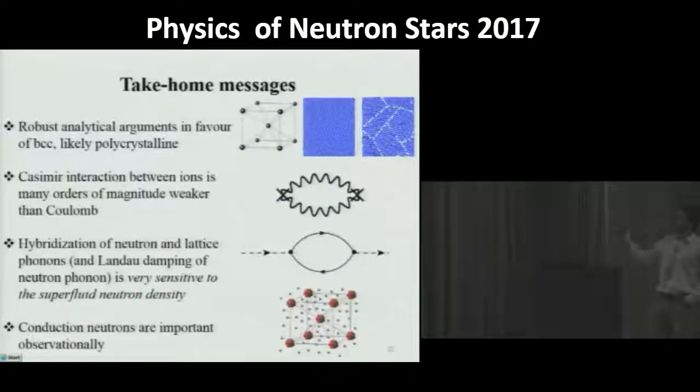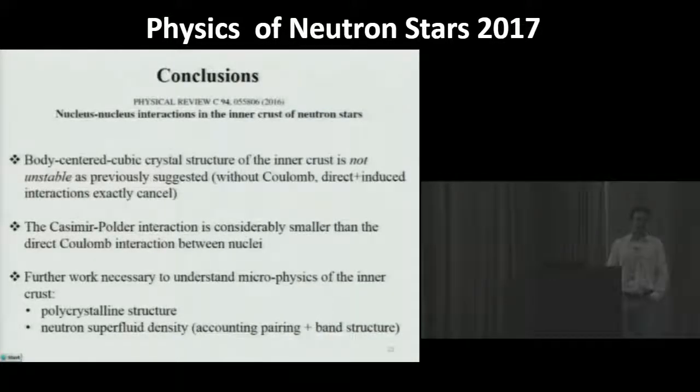Here are just the take-home messages: robust arguments exist that the crystal structure is BCC. The Casimir interaction is very weak between the nuclei. The Landau damping is very sensitive to the superfluid neutron density. I can comment on this in the question section. And the conduction neutrons are very important observationally. So here are conclusions, and thank you for attention.